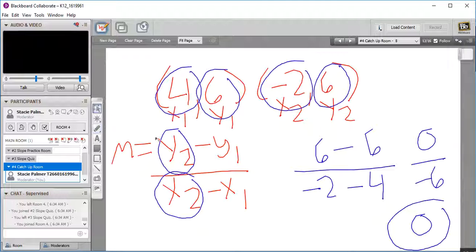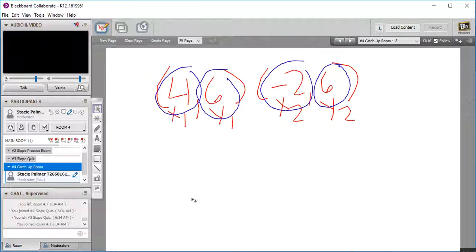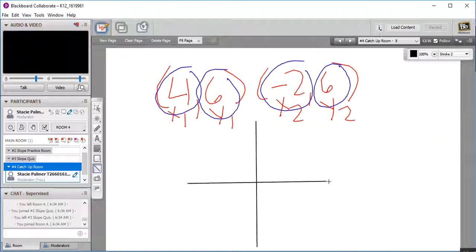So let me show you this line. Okay, if we were to draw a coordinate plane here and plot the point 4, 6: 1, 2, 3, 4, over to the right 4, up 6, 4, 6 is right here. Okay, and then -2, 6 is right here.